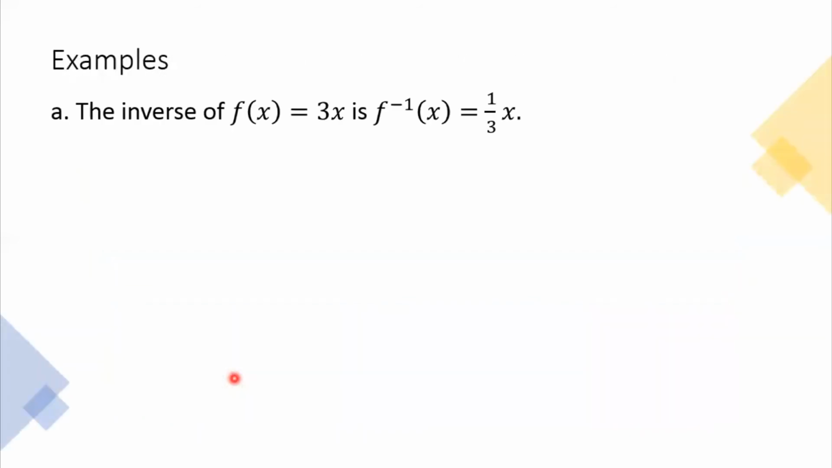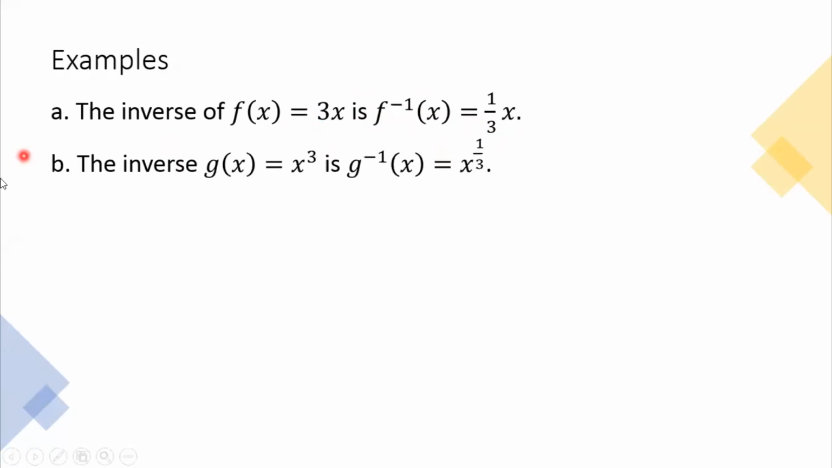So for example, letter A: the inverse of f of x equal to 3x is f inverse of x equal to 1/3 x. You have to show why f of x equal to 3x has an inverse which is 1/3 x. So show by satisfying the two conditions. Letter B: the inverse of g of x, which is equal to x cubed, is g inverse of x equal to x raised to 1/3. Again, we have to satisfy this by satisfying the two conditions.